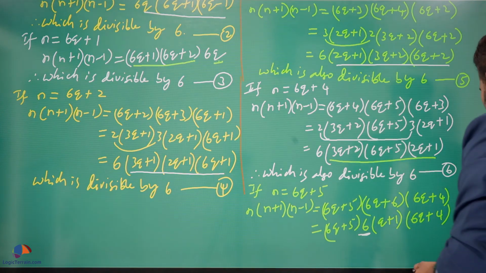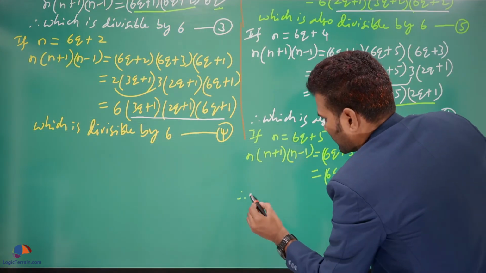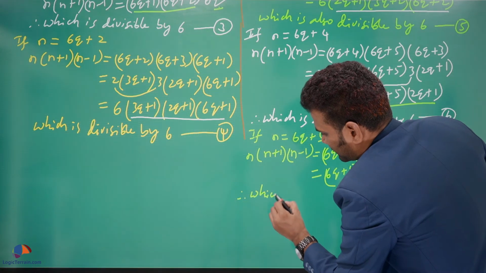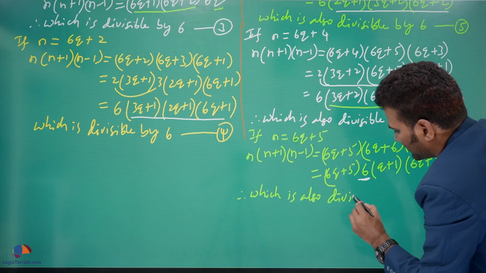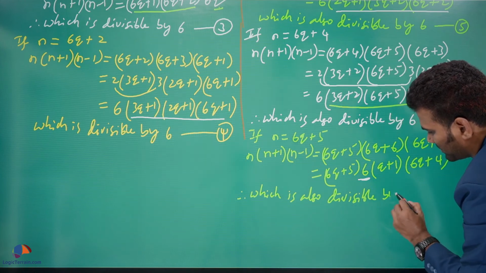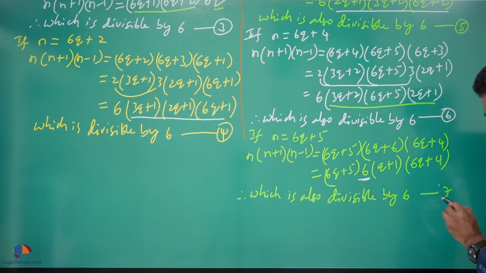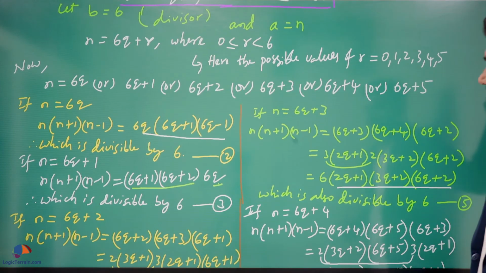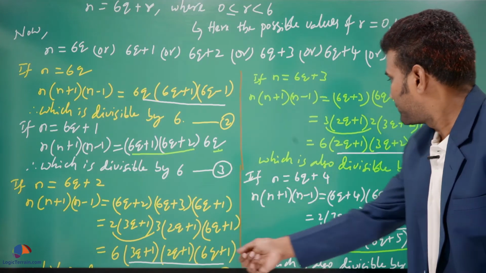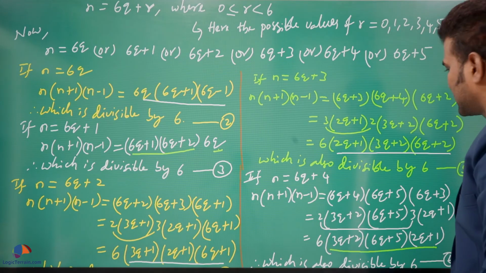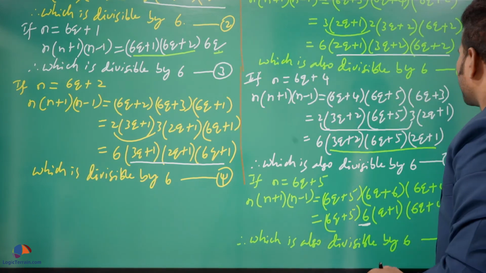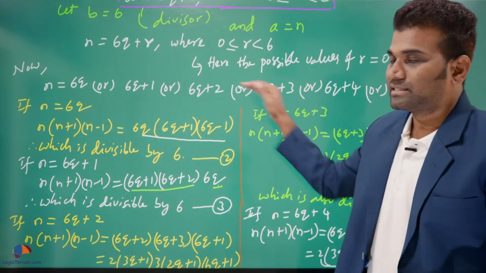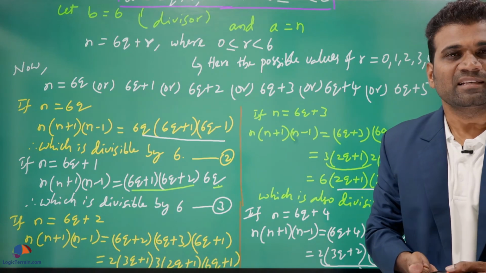Here also clearly you can see that this is also a multiple of 6, so which is a factor of 6, therefore which is also divisible by 6. Let us take this as number 7. Now you can see we got equations 2, 3, 4, 5, 6 and 7. In all these cases all these forms of positive integer are divisible by 6, right?